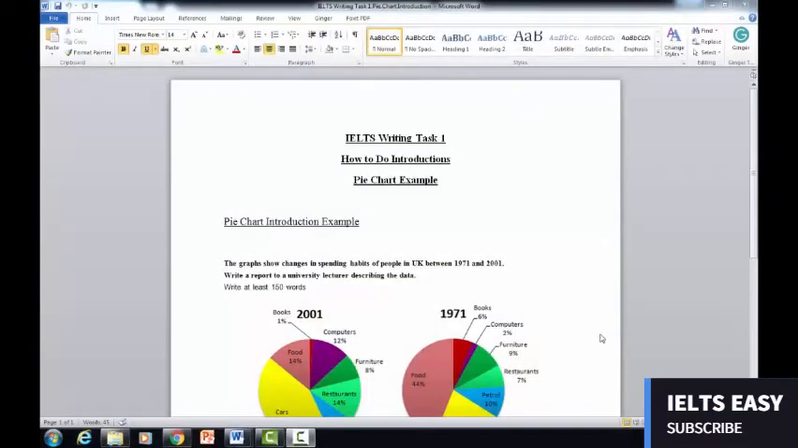Okay, so now let's go forward and write another introduction. Here we are doing an introduction for the pie chart. We're going to go through a really good example of how to do well when you're writing a pie chart introduction.